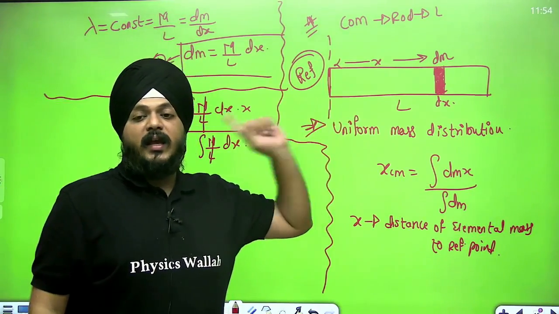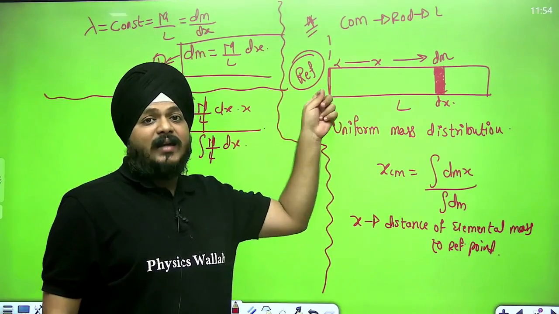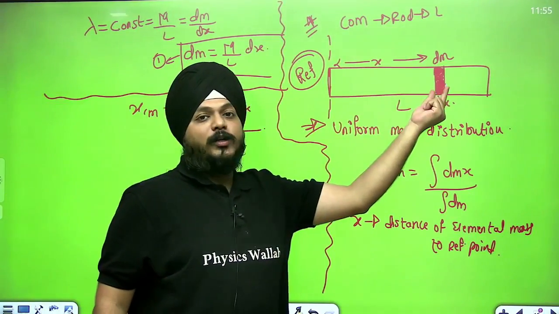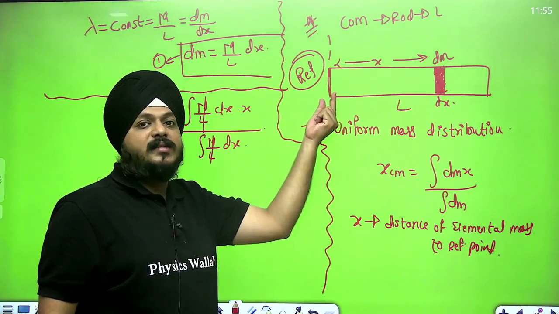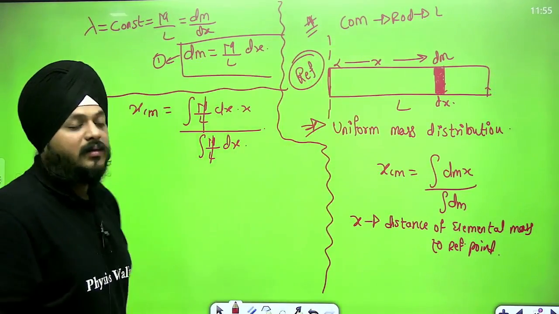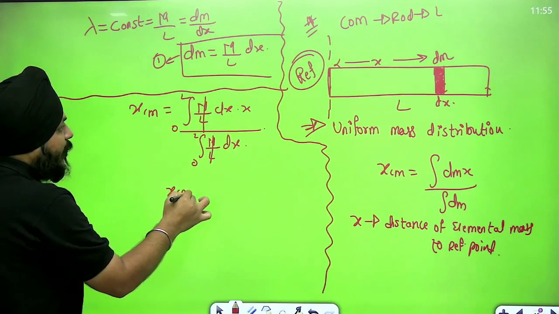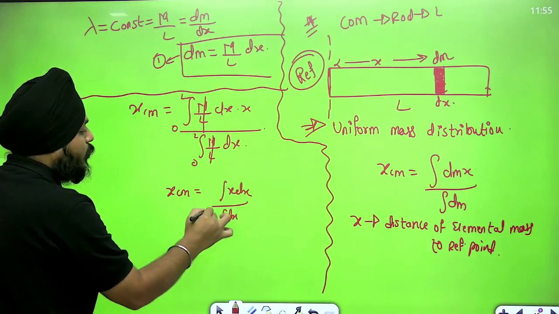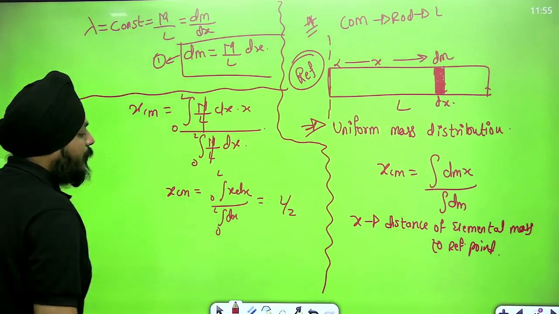Limits of the integration is the point from which x starts, the point from which it ends. Suppose I take the elemental mass at the starting point of the rod, then x is 0. And if I take it to the extreme end, then the x value is L. So the limits will be from 0 to L. So x center of mass is integration of x dx divided by integration of dx, from 0 to L, right? So this is going to be L by 2. It is going to come as the answer.